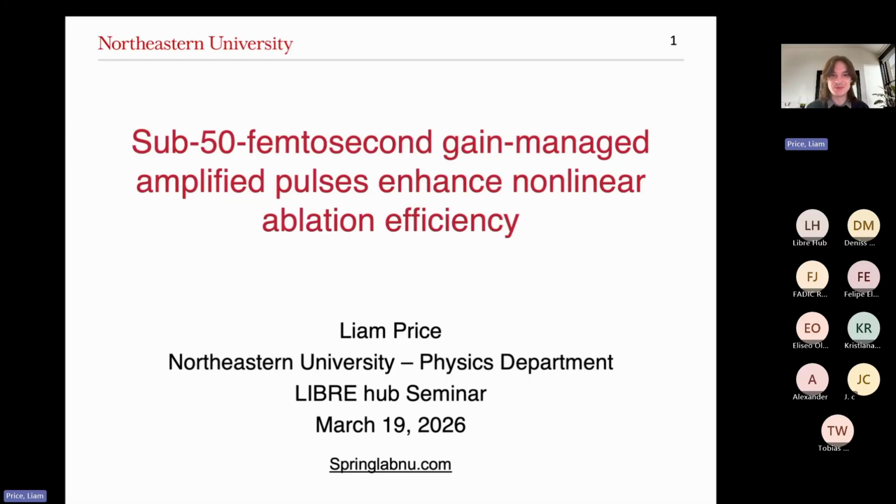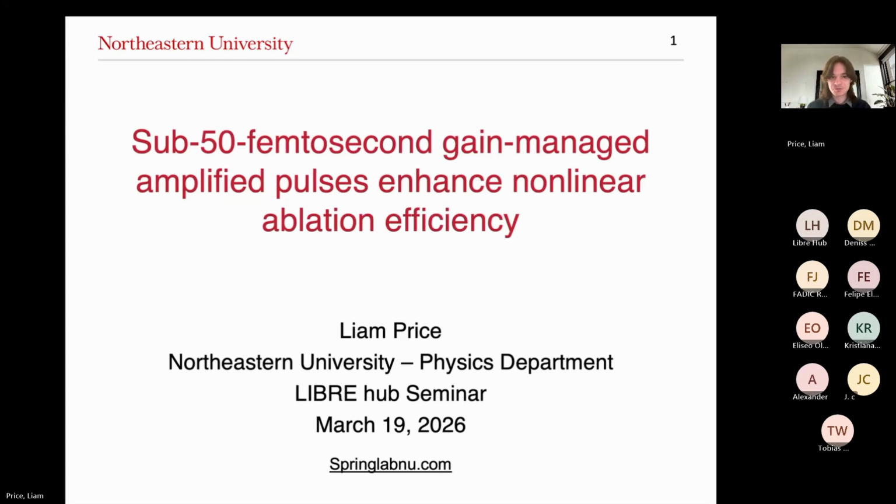So today I'm just going to be talking about specifically this nonlinear ablation and how the pulse duration impacts your ability to perform this ablation at high efficiency and without destroying anything that you don't want to actually destroy with this powerful laser.